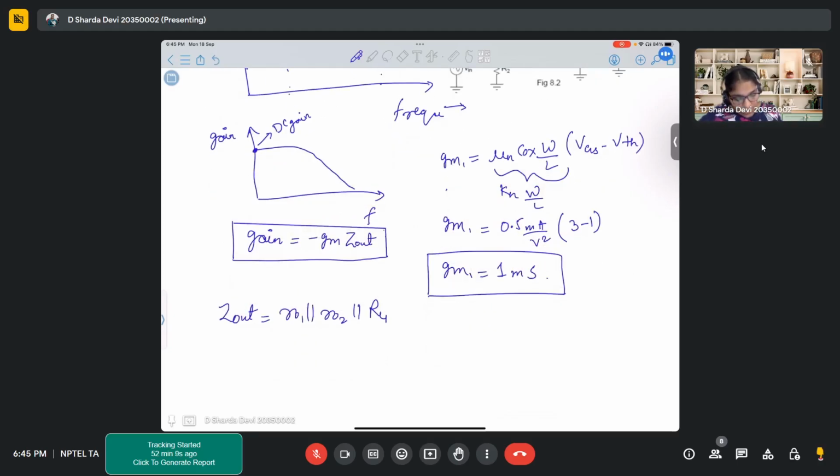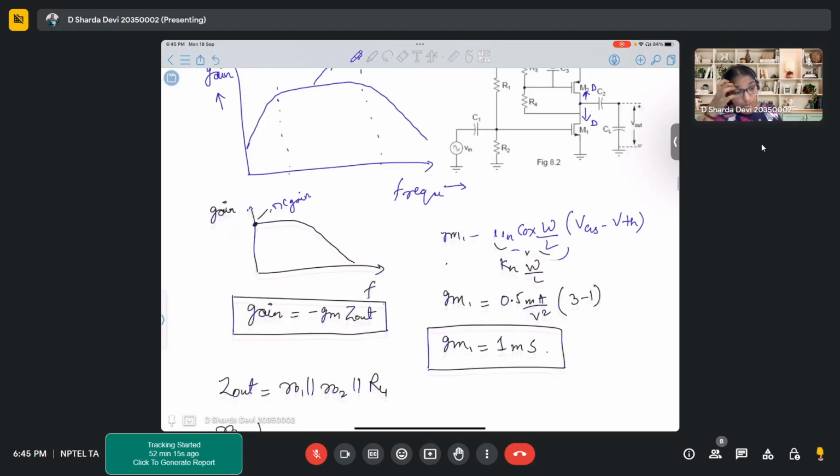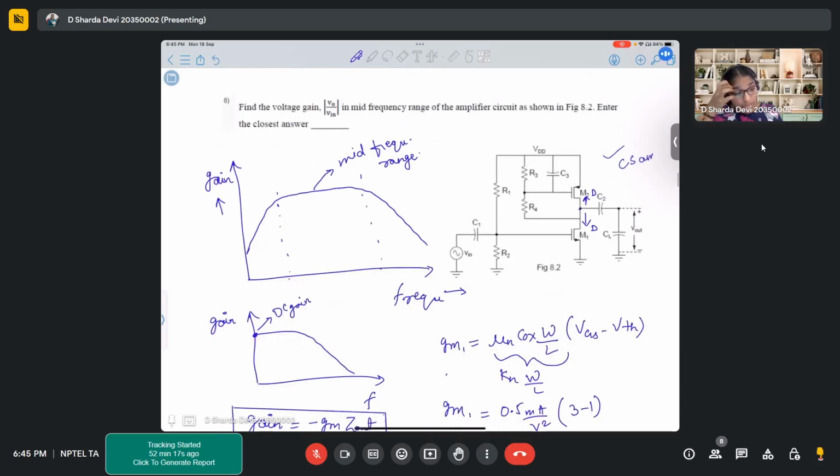So how do we write r01? Ma'am, what about one more resistor, ma'am? There is one more resistor in series with R4, right? R3. R3 is also parallel with VDD, right? R3 is connected to the ground and connected to the gate.